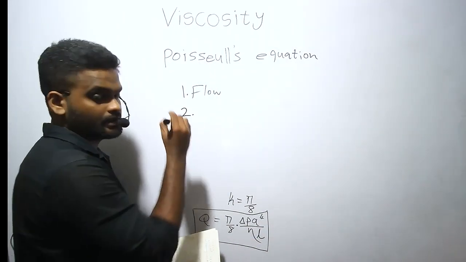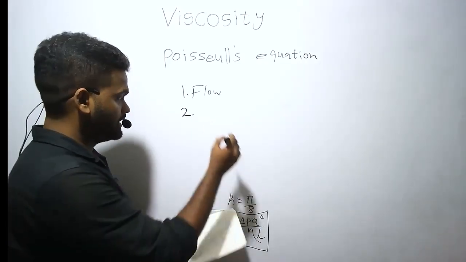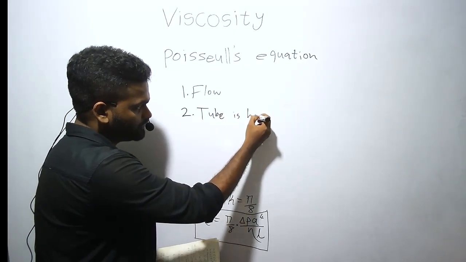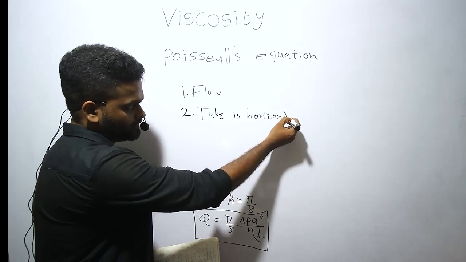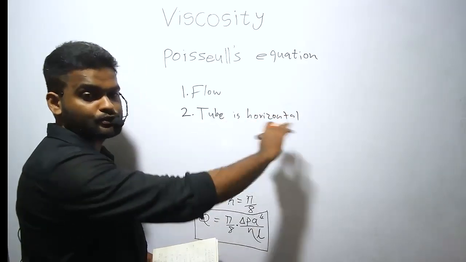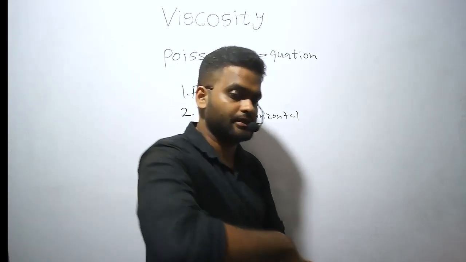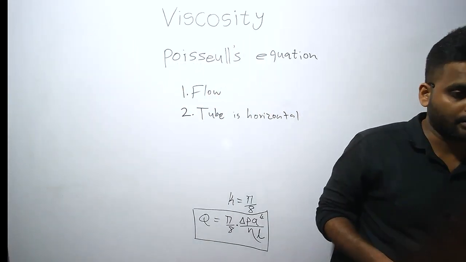Then second one, the tube is horizontal. Tube should be horizontal, right? We cannot use this for inclined tubes.